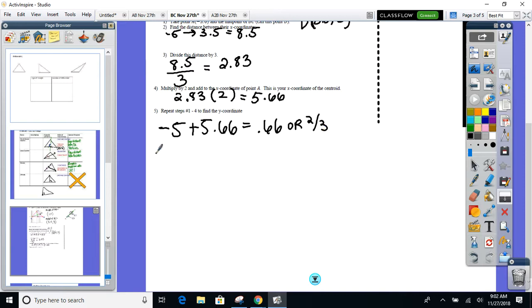Now let's find the y coordinate. We're going to go through the same steps again. I know this may seem a little confusing right now. Just stay with me.